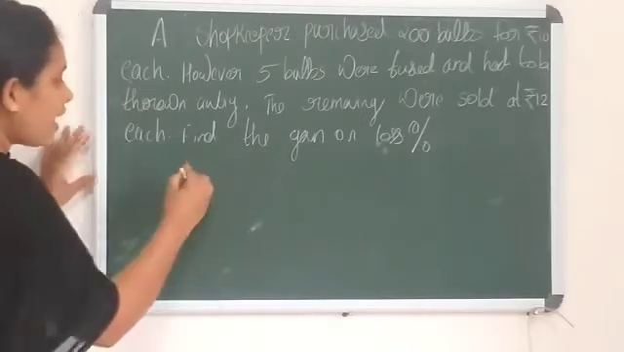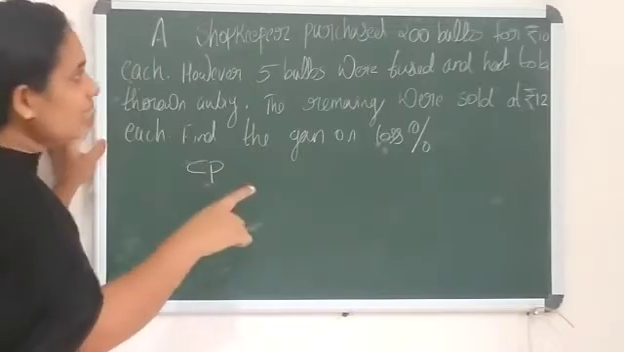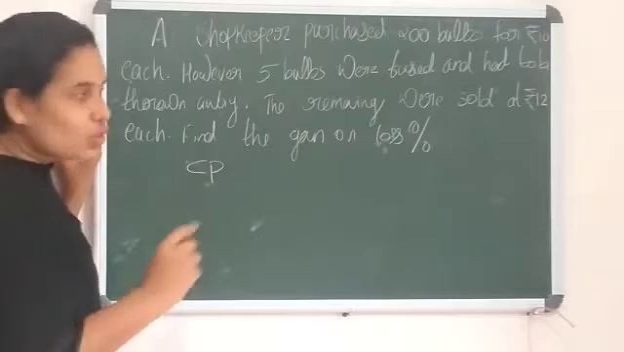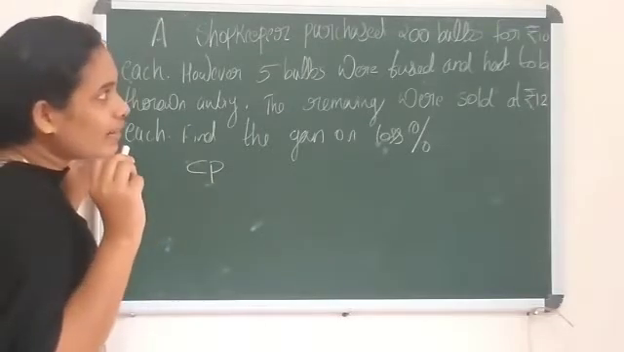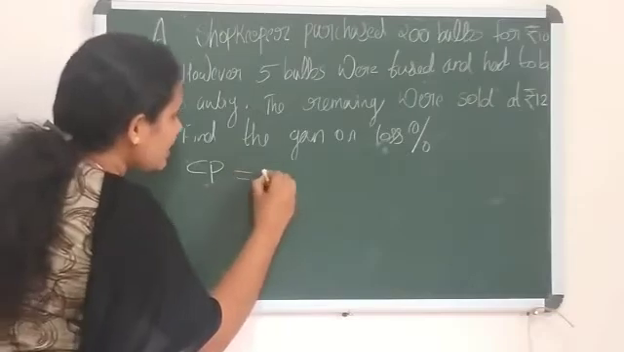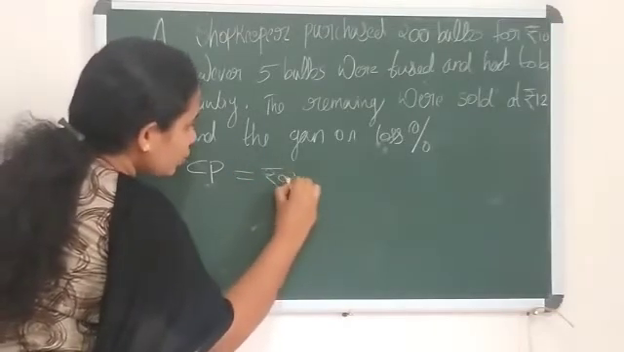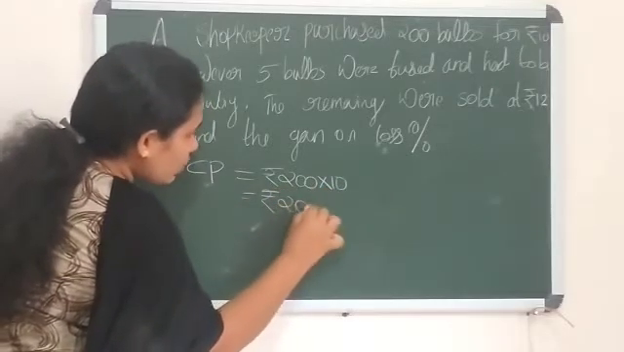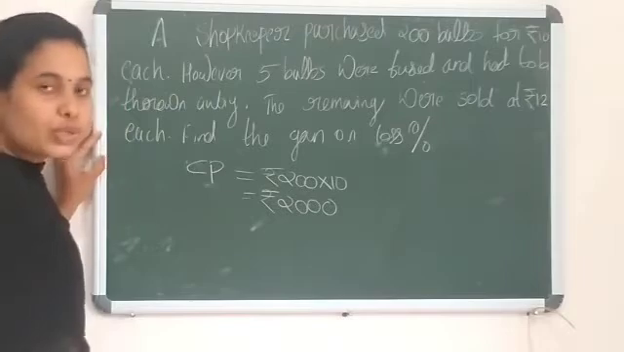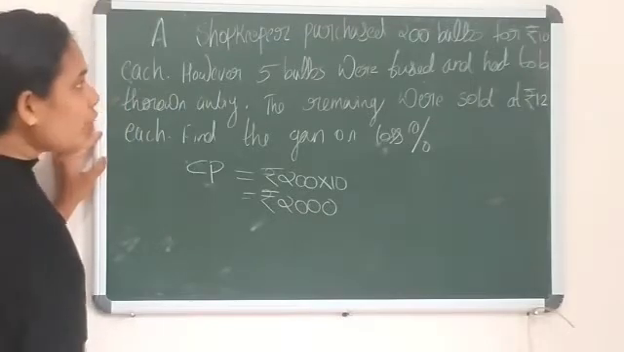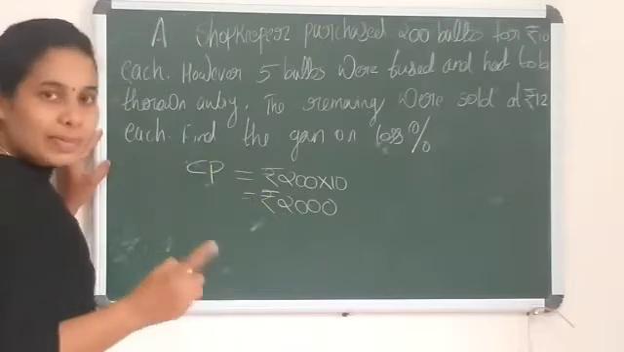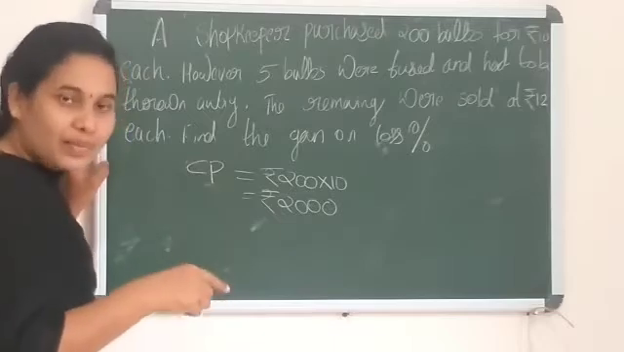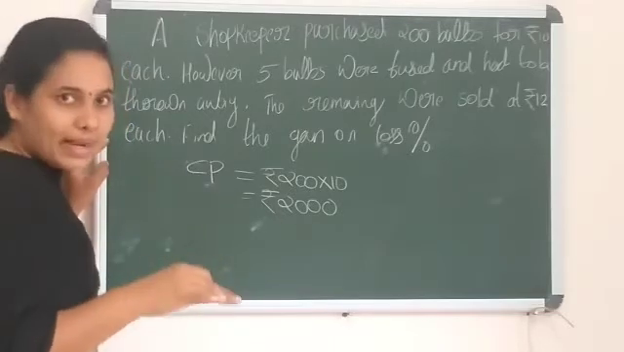First we are finding the cost price of these 200 bulbs. For one bulb, rupees 10 was there. So the cost for 200 bulbs is 200 into 10, that is rupees 2000. This is the cost price for 200 bulbs. And we know 5 bulbs were fused. Now what is the remaining number of bulbs? 200 minus 5, that is 195 bulbs remaining now.